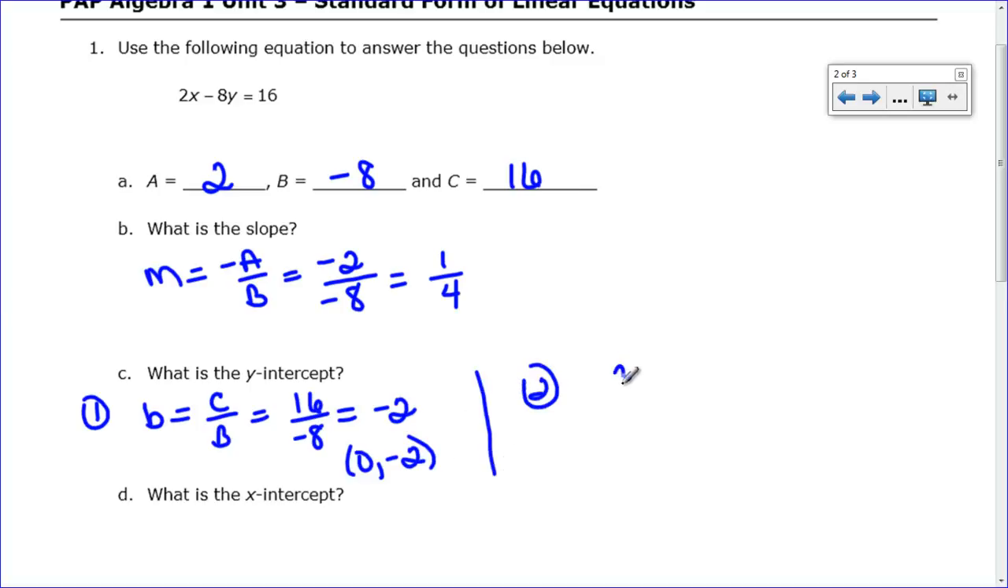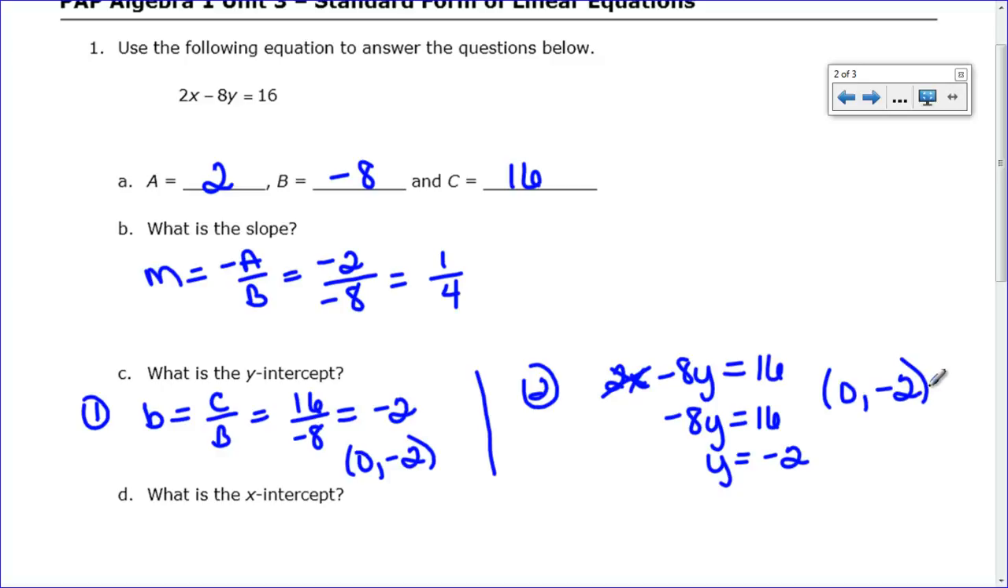So my equation is 2x minus 8y equals 16. And so if I wanted the y-intercept, I would get rid of the x part of that. And so I would do negative 8y equals 16, and I would solve that and get that y is equal to negative 2. I get the same answer. It just depends on how you want to do it. I prefer the shortcut, but it doesn't matter to me.